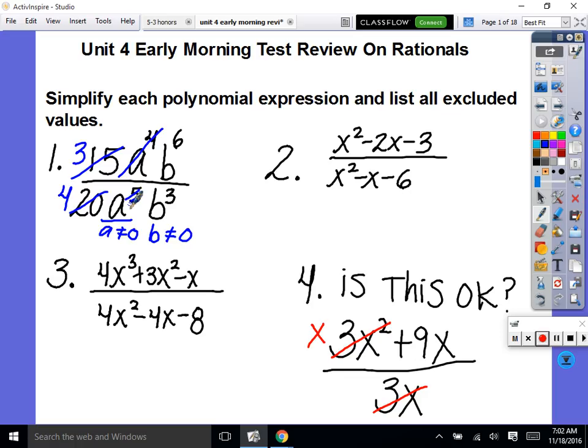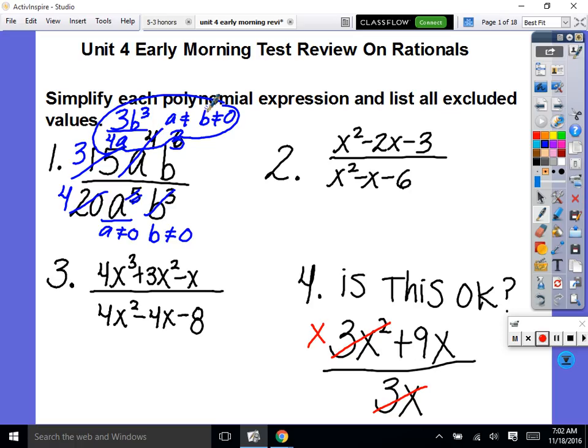B to the 6th on top, B to the 3rd on bottom. So when you divide, you subtract, correct? So it'll be B to the 3rd on top. And so our answer would be 3B to the 3rd over 4A, as long as A does not equal 0 and B does not equal 0. That would be our first answer. So really that one you guys should not miss. It's the easiest one on the test, I'd say.